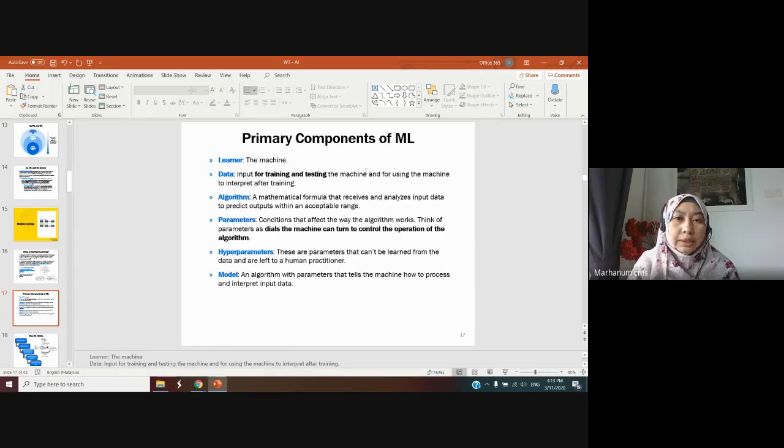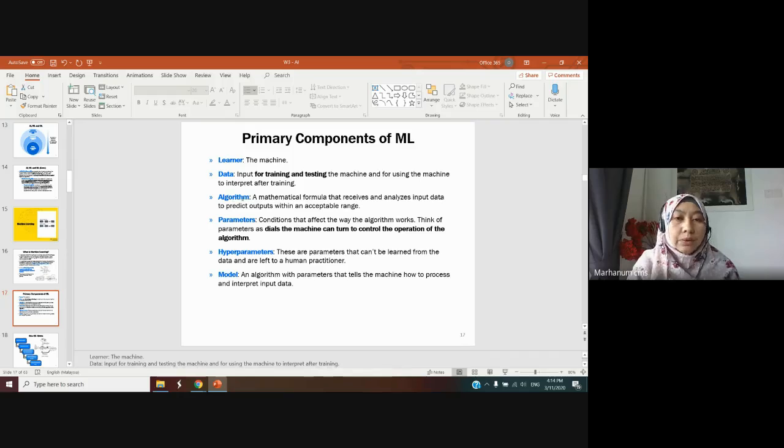The primary components of machine learning: the learner, where the machine becomes the learner. This one is inside, not us. So learner, machine. Data, the input for training and testing the machine, and for using the machine to interpret after training. So data is basically from us. We give them data. Maybe the data can be automatic data that they receive, or manual data that we have to import to the machine. Sometimes the data can be automatic data they receive, maybe from the searching history.